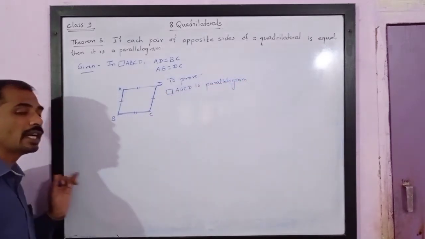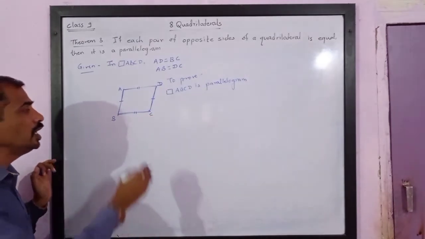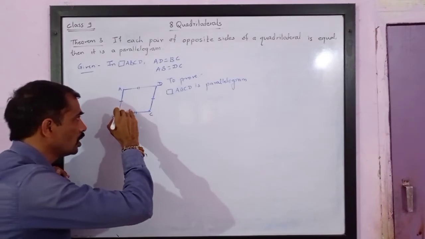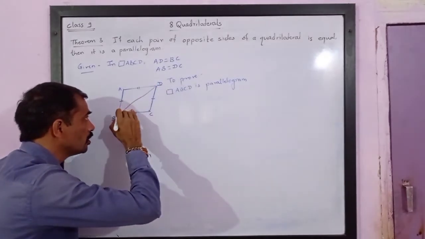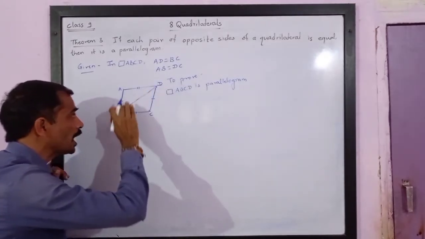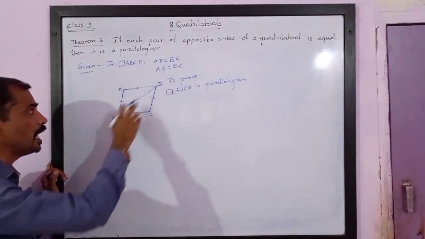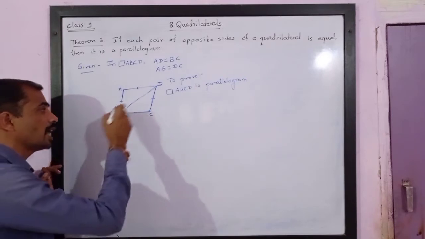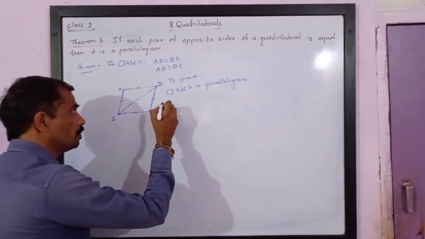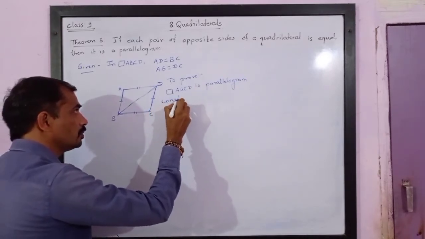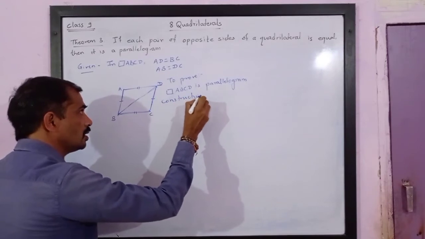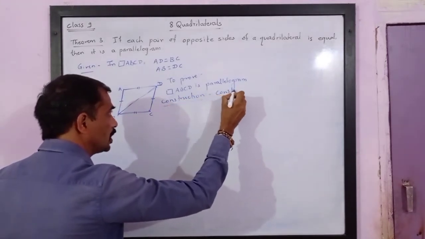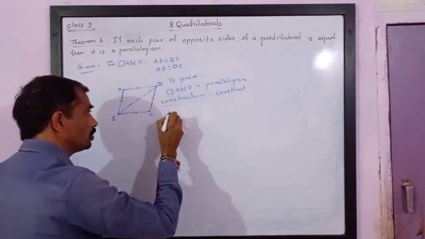Now, to prove quadrilateral ABCD is a parallelogram, we need to draw diagonal BD. You can draw the other diagonal also. If you draw diagonal BD, we will get two triangles, triangle ABD and triangle BCD. So, for this, construction: draw diagonal BD.